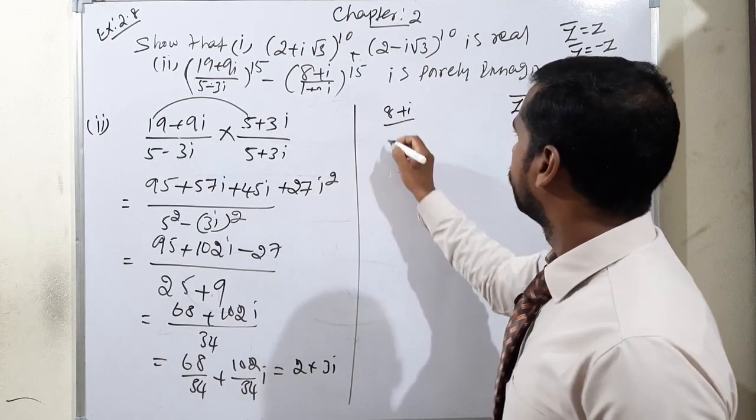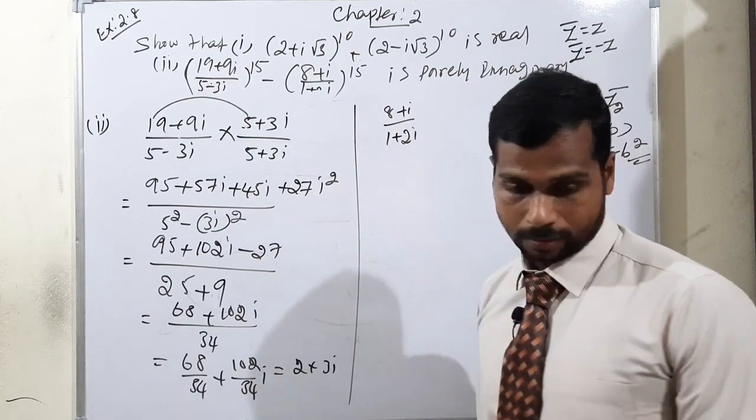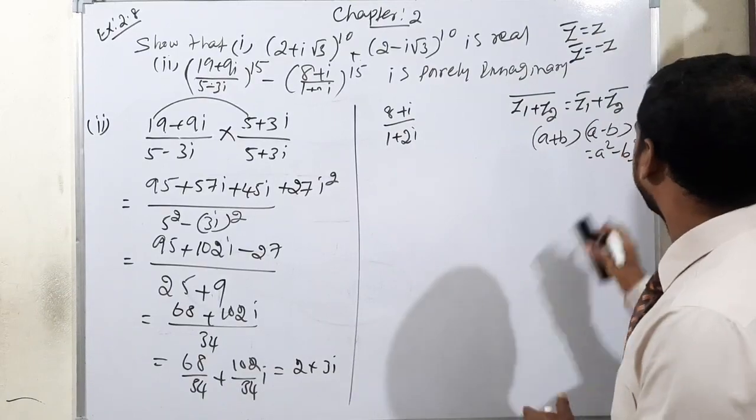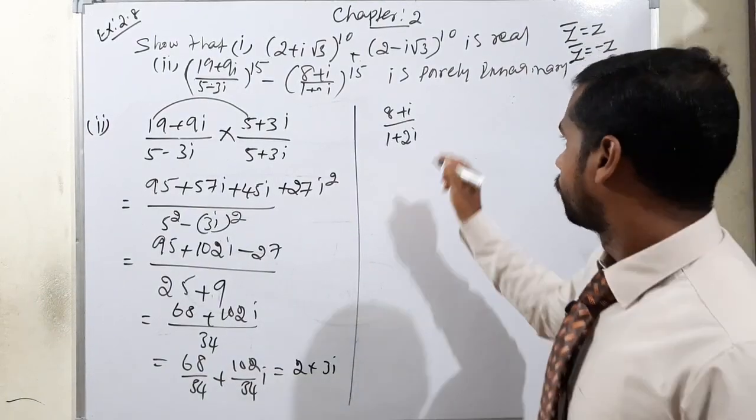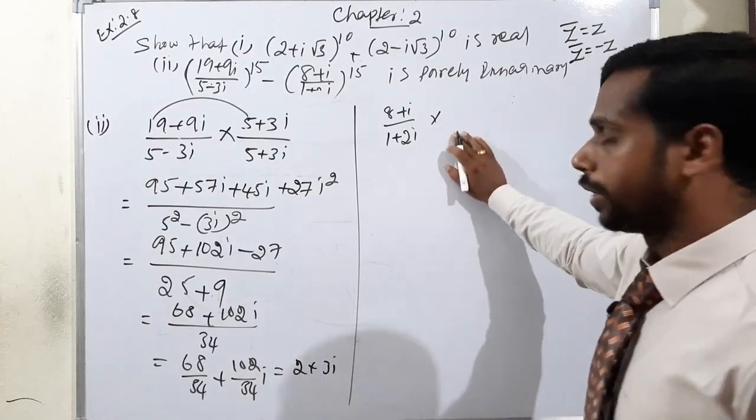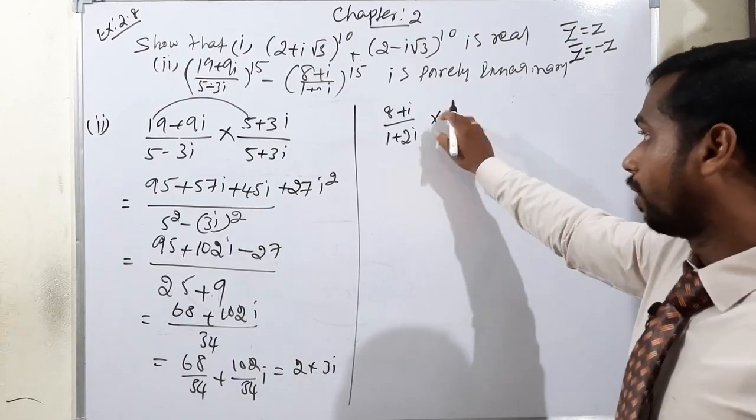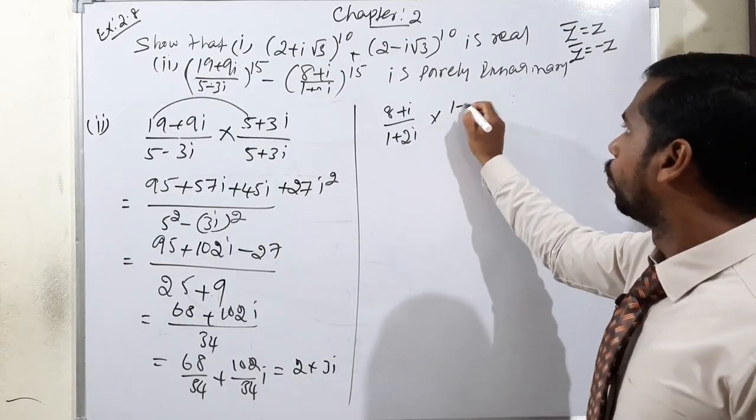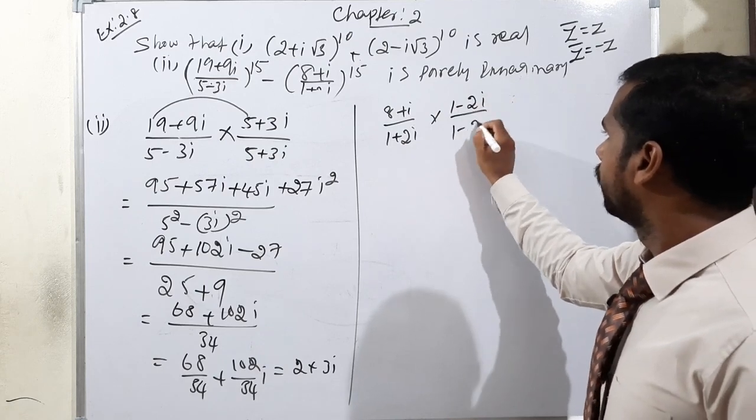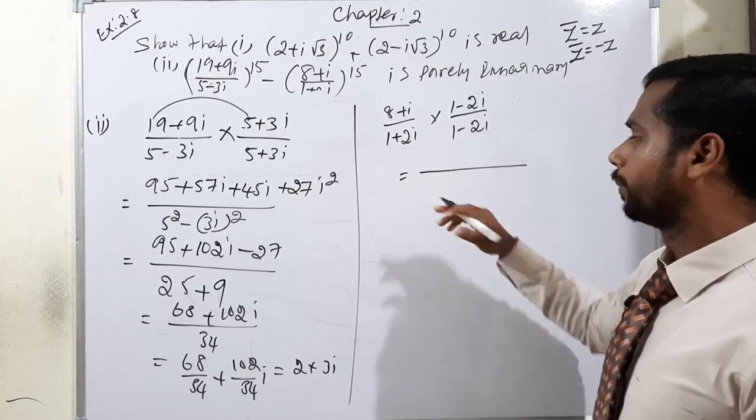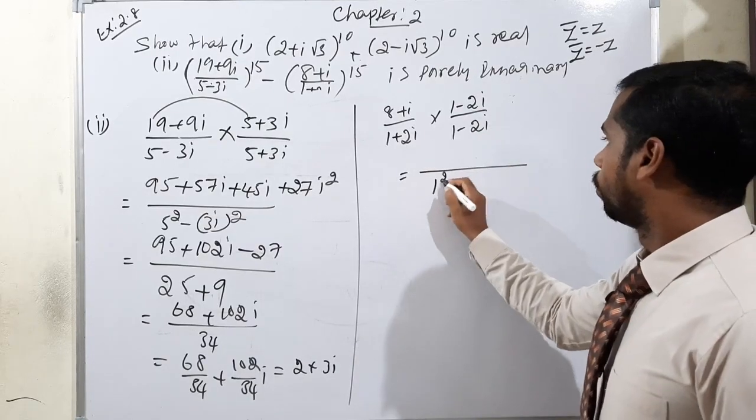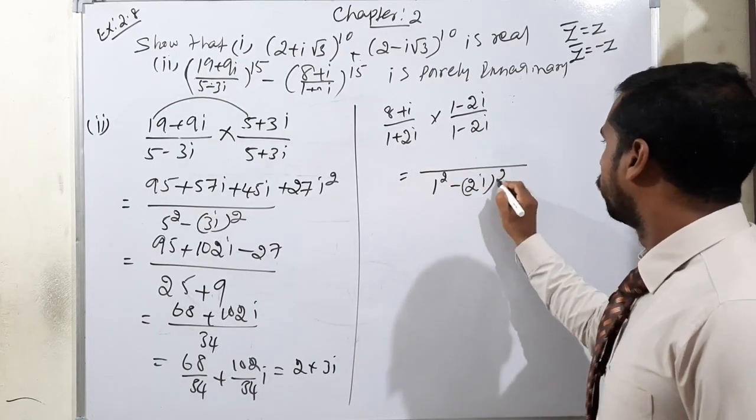8 plus i divided by 1 plus 2i, isn't it? So 1 plus 2i means we have to take the opposite sign, the conjugate, isn't it? So what will happen? 1 minus 2i divided by 1 minus 2i. Denominator, a plus b into a minus b form, a square minus b square. So 1 square minus 2i the whole square.